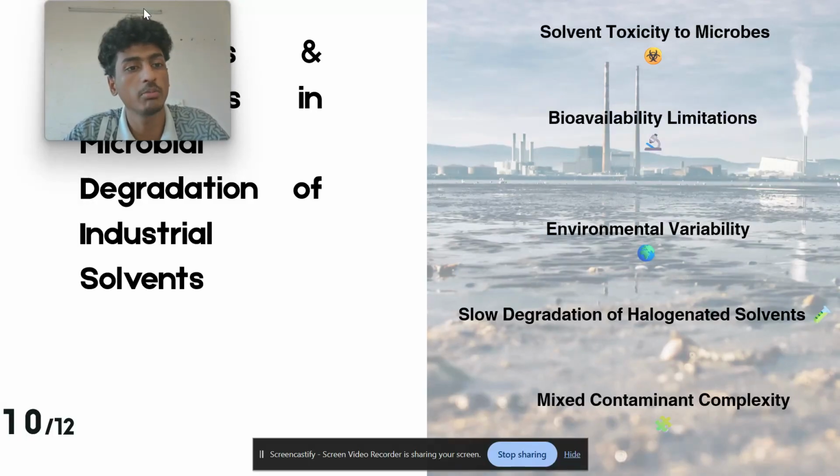Then the third one, environmental variability. Fluctuations in pH, oxygen, nutrients, etc. can reduce efficiency. That means depending on the environment, the temperature, pH, etc., the rate of degradation can either increase or decrease. Then mixed contaminant complexity. That means several heavy metals, organics, etc. can become mixed in the environment and can reduce the efficiency of this degradation. When the organism is trying to degrade one solvent, the other may act as toxic to the organism, thereby complicating the degradation pathways.